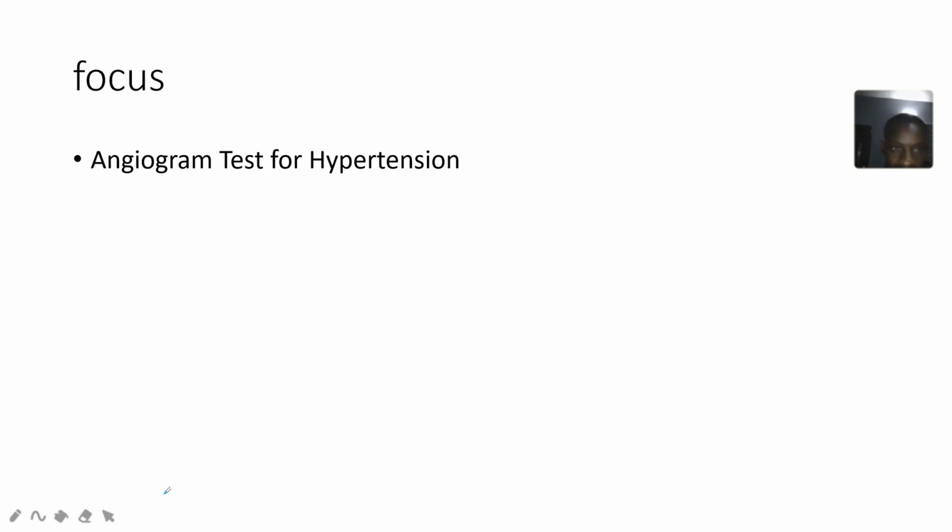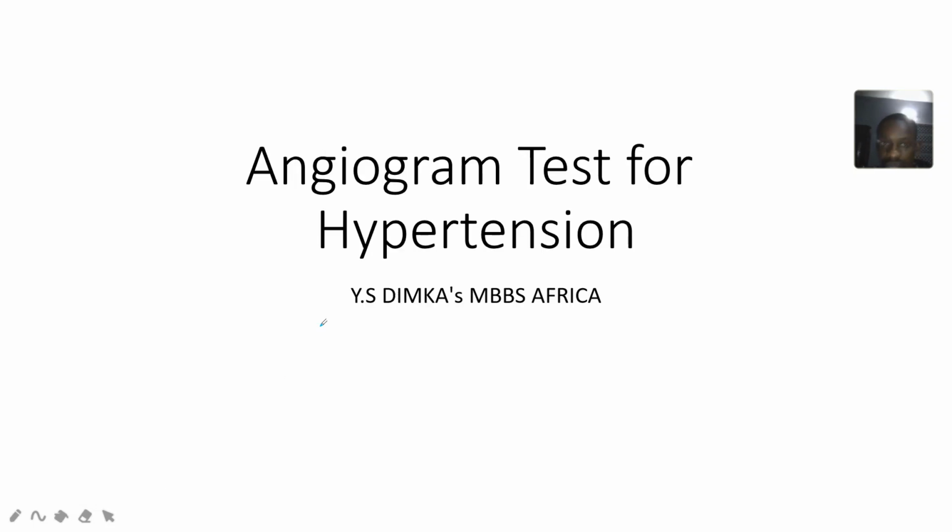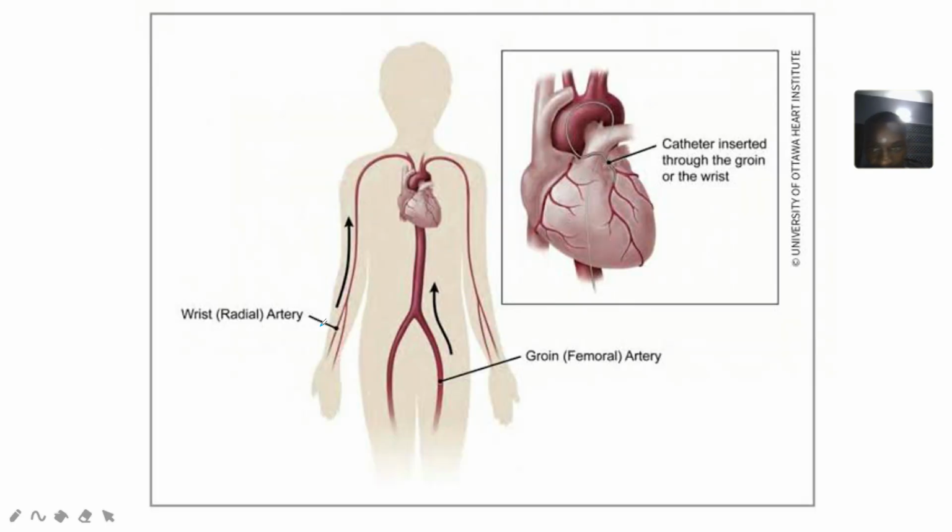We really try to look at another test which you can do for hypertension. Okay, when there's high blood pressure, there's a test that you can do, and we'll talk about this test, how it is done, and also reasons why you do this test. So this is angiogram. We call it angiography, which is a test that is done for hypertension.